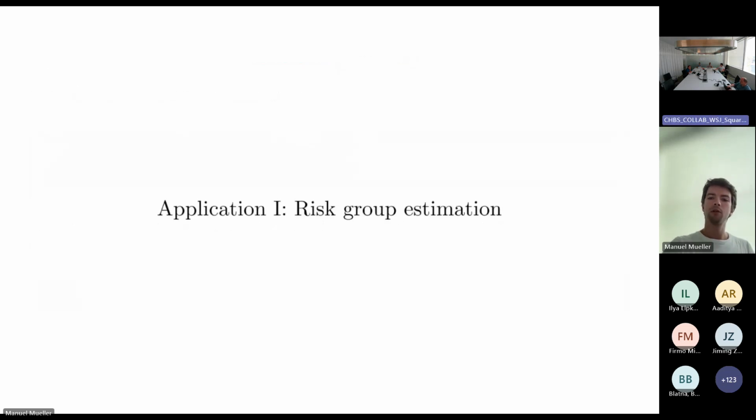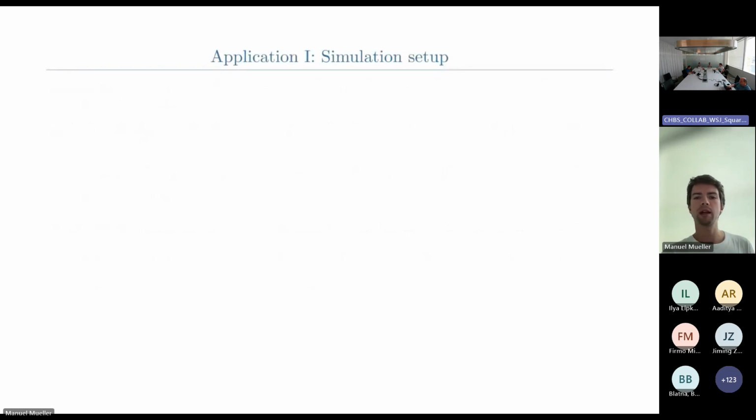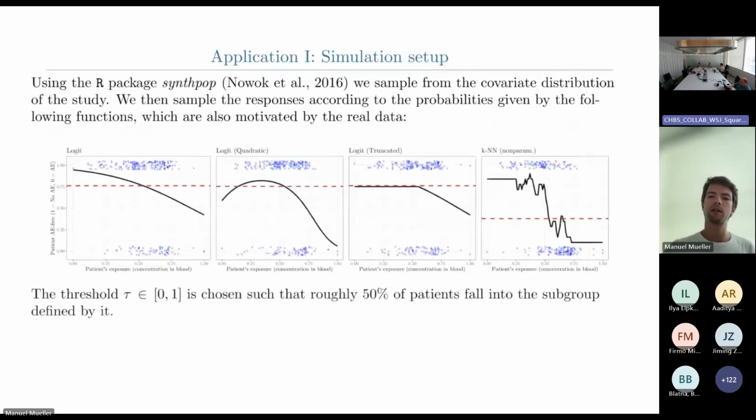Okay, now let's look back at the first application that I've looked at during my time here at Novartis. This is the one I've already teased in the beginning, where we look at predicting patients at risk of adverse events. The way we set up the simulations here is we use the package SynPop to resample from the exposure distribution that we have in the clinical trial. To start with, we look at the univariate example, mainly for illustration purposes.